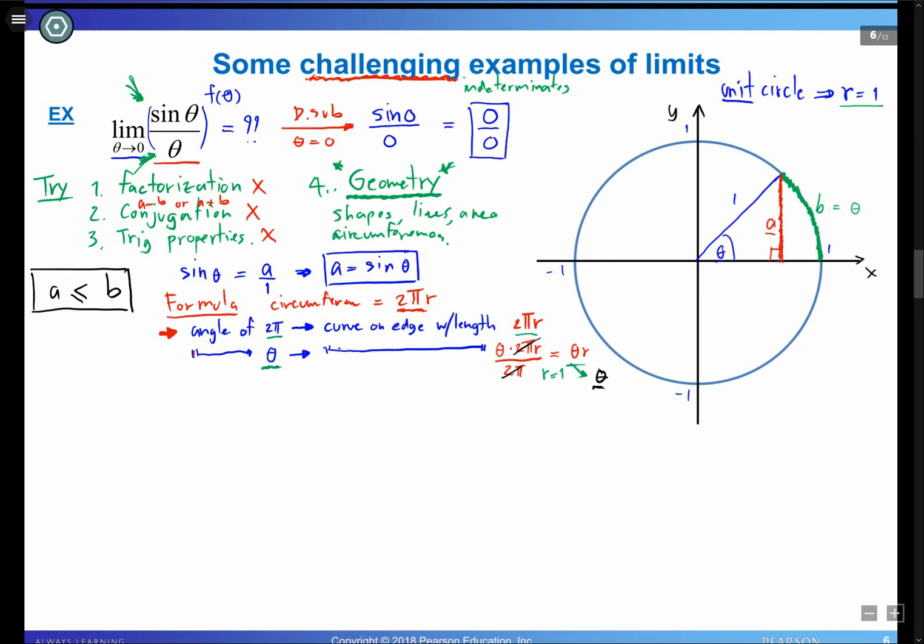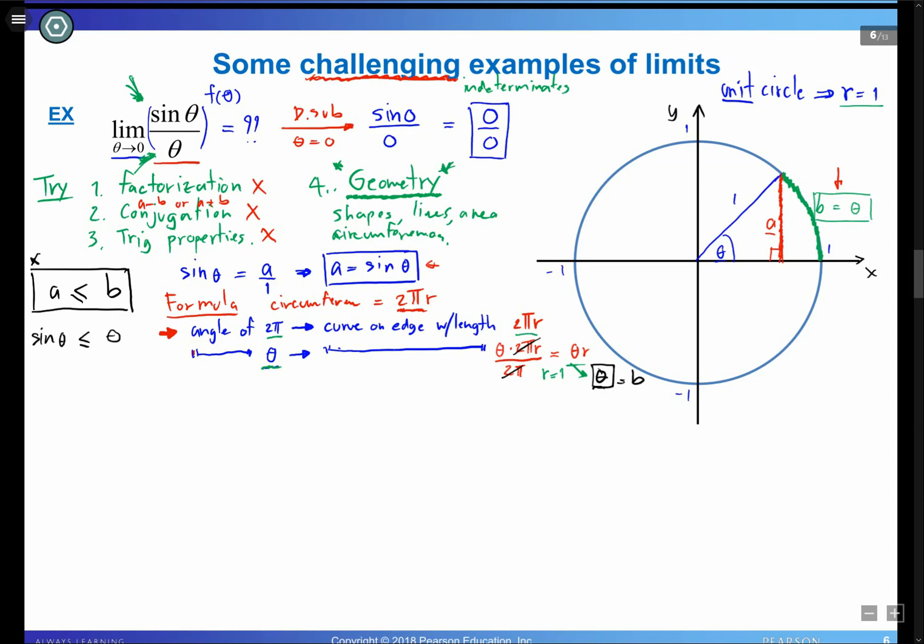And it came from this one right here. Now we have associated a with theta right here, and b with theta right here, and we are going to use them in our inequalities. We are going to work on this. So a equal to sine theta. So we have this a equal to sine theta less than or equal to b, and here b equal to theta.